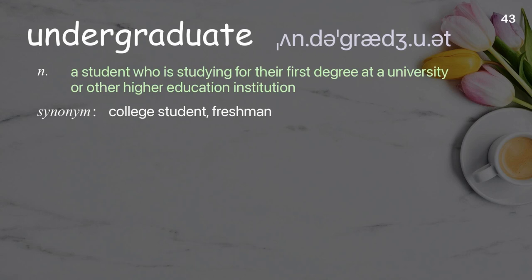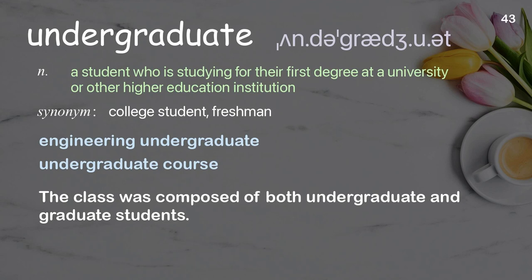Undergraduate. A student who is studying for their first degree at a university or other higher education institution. Examples. Engineering undergraduate. Undergraduate course. The class was composed of both undergraduate and graduate students.